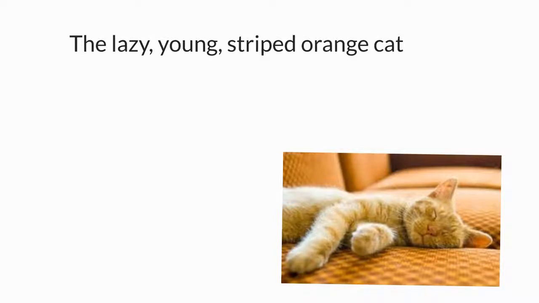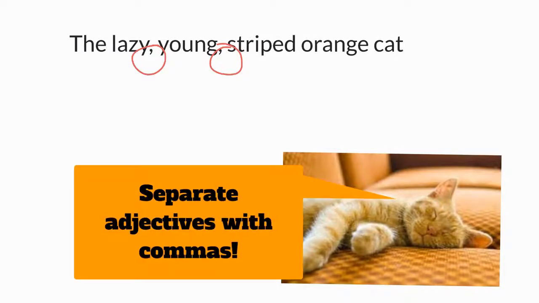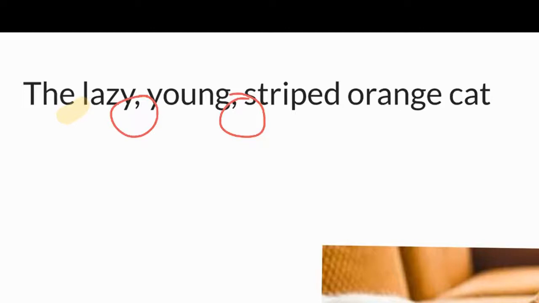Let's talk about the commas, though. Where are we seeing commas? So I have a comma here, and I have a comma here. Why? Well, when I have more than one adjective in a row in front of a noun, I need to separate those adjectives with commas. So you will notice that I don't use a comma here because the is not an adjective. So I don't need to separate two adjectives. I only have one there, lazy. But I do need a comma here because lazy and young are both adjectives, so I need to separate them. And I do need a comma here because young and striped are both adjectives, so I need to separate them.